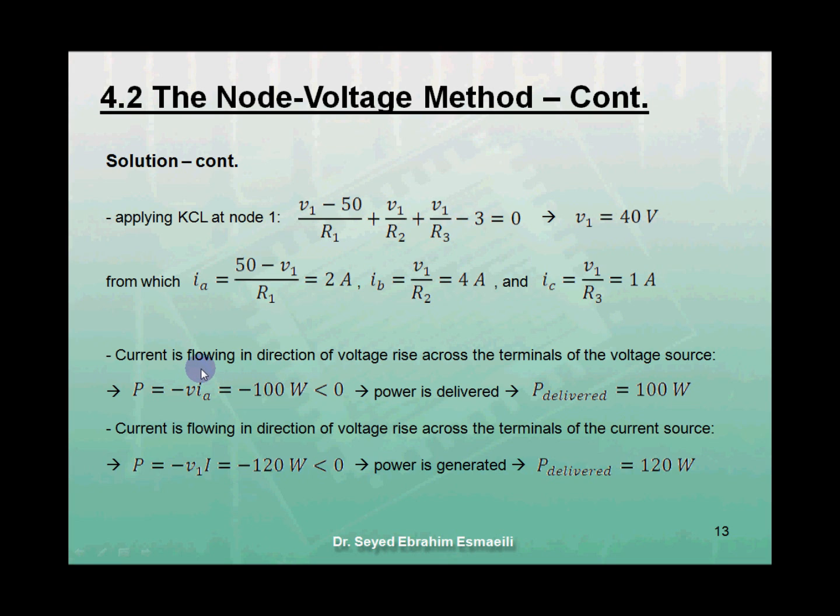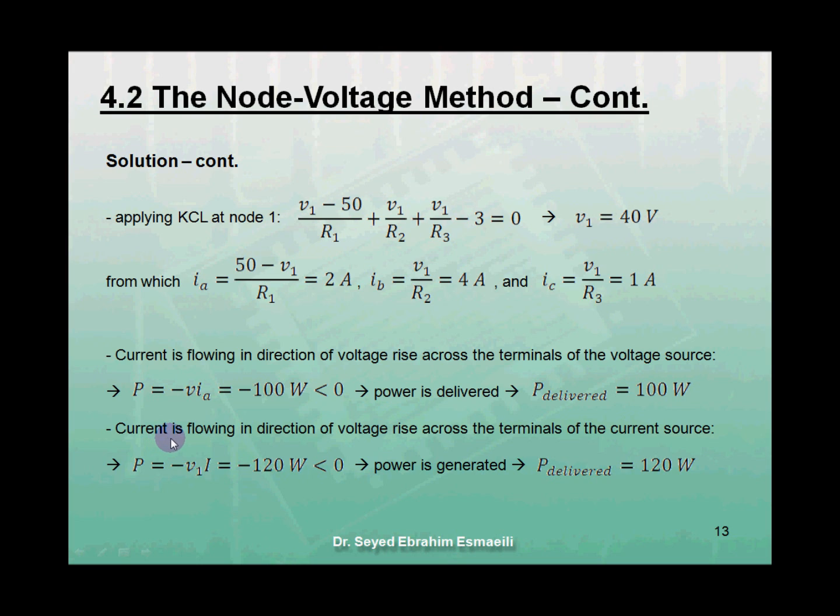The current IA is flowing in the direction of the voltage rise across the terminals of the voltage source. Hence, the power equation is written as P equals minus V times IA equals minus 100 watts. Since the power is negative, it means that it's being delivered or generated, so the delivered power equals 100 watts.